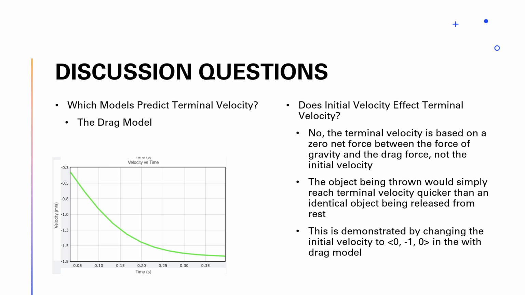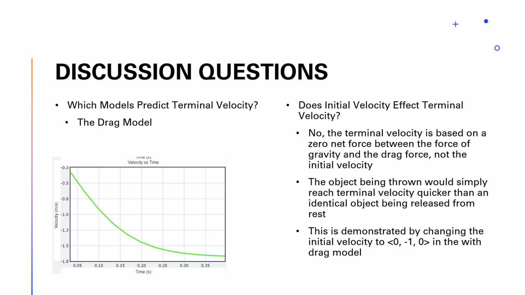So now for the discussion questions. First, which model predicts terminal velocity? The drag model predicts terminal velocity, and we can see that by looking at the velocity versus time graph that it produced, because we see that it begins to approach a constant value, whereas with the no drag model, the velocity just continues in a straight linear path.